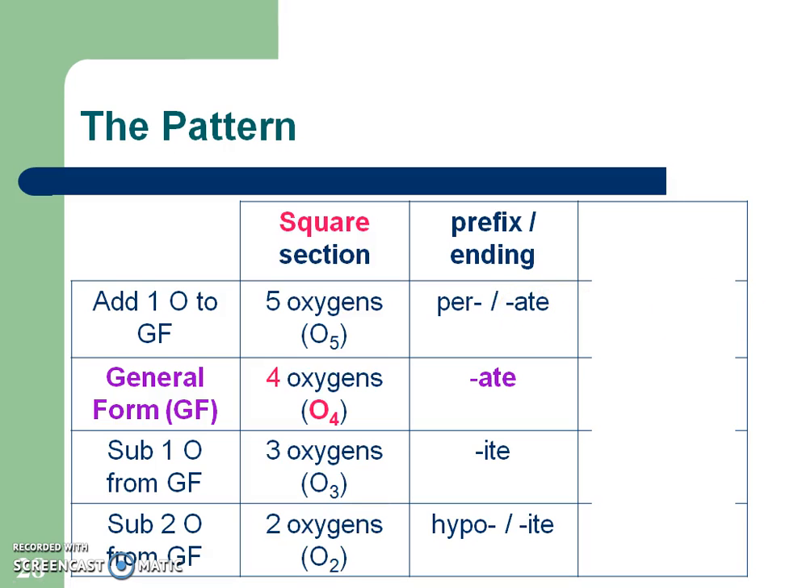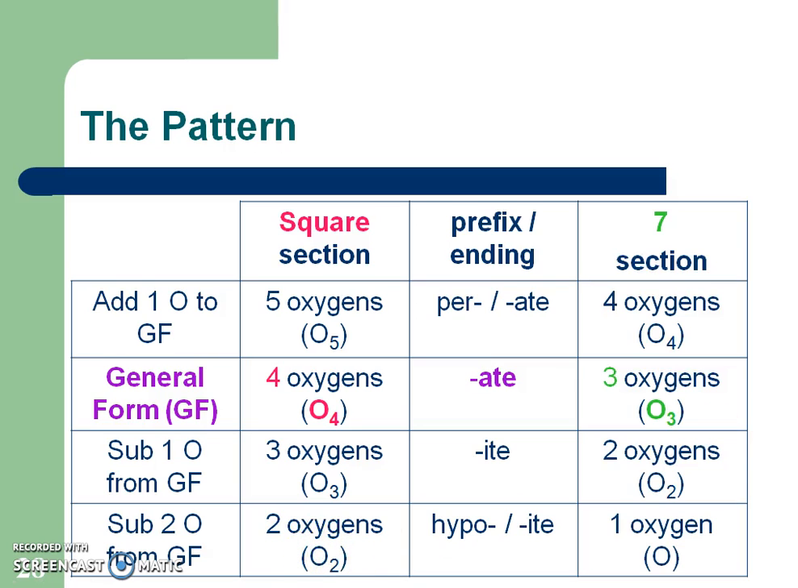If we look at the square section, what's going to be different is the square has 4 sides, so the general form is going to have 4 oxygens. So sulfate, SO4, is part of the square section, so that's going to be 4 oxygens. If we add an oxygen to any element in the square section, we're going to name it per ate, like persulfate. If we take an oxygen away from the general form, SO3, sulfite, and if we take 2 oxygens away, SO2.